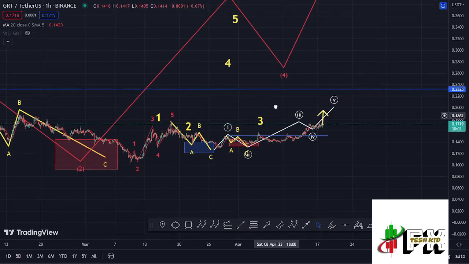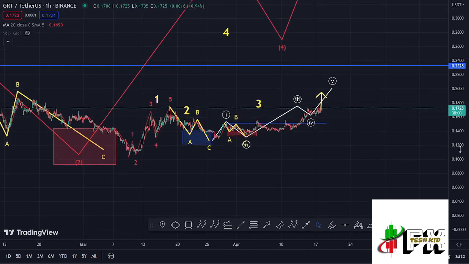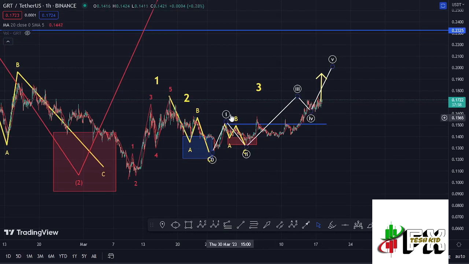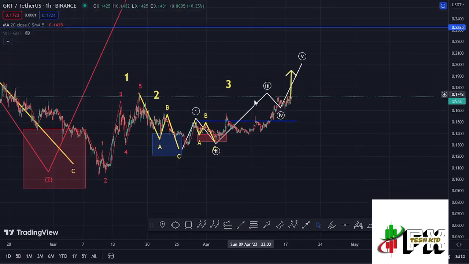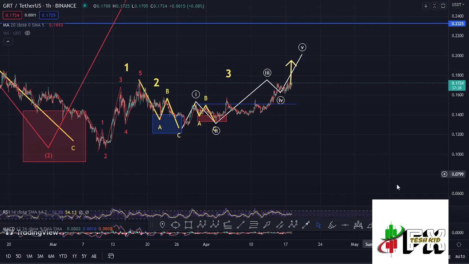And in the formation of the wave 3, which is impulsive, we are also seeing a 5 wave structure in formation, where we are in the formation of this wave 3 and we have just hit our minimum target area at the fib level 1.618 and still have the chances of getting to the next area on the Fibonacci's at the fib level 2.618. So that is what I'm expecting here on the GRT chart.